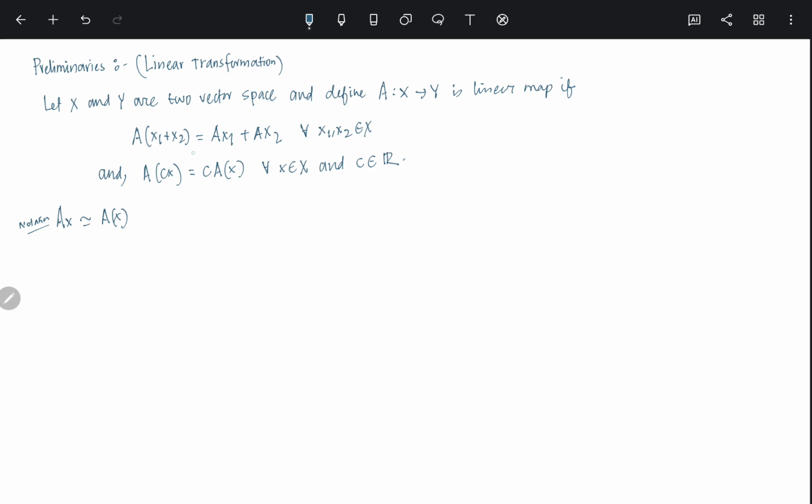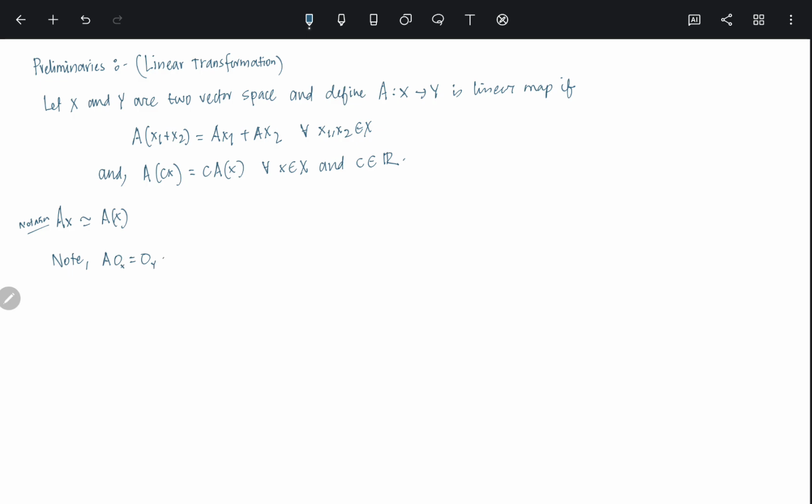Of course, you can see that if x1 and x2 are 0, then A times 0 equals 2 times A acting at 0, which gives you A0 equals 0. This 0 on the left is the zero element of X, and since A is from X to Y, the 0 on the right is the zero element of Y.